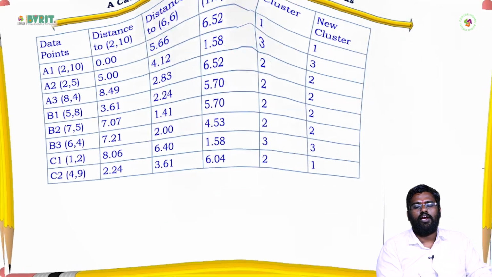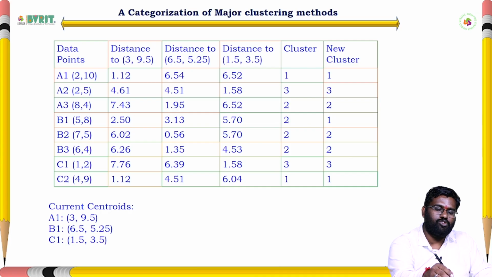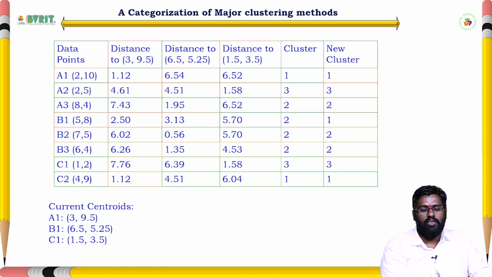So again we need to calculate the centroid points. How are we calculating the centroid points? For the first one, 1 and last: (2 + 4) / 2 = 6 / 2 = 3. Next, (10 + 9) / 2 = 19 / 2 = 9.5. Similarly, for B1, the 2s are in four rows: 8 plus 5 plus 7 plus 6, that is 8 + 5 = 13, 19, 25, divided by 4, 6.5. Then we divide the next four numbers.